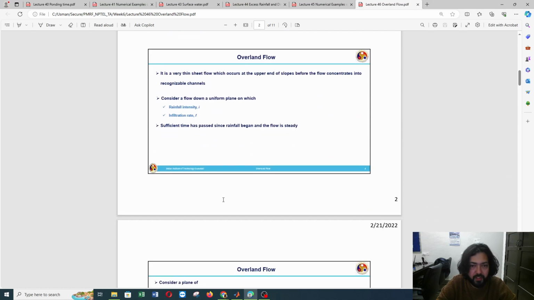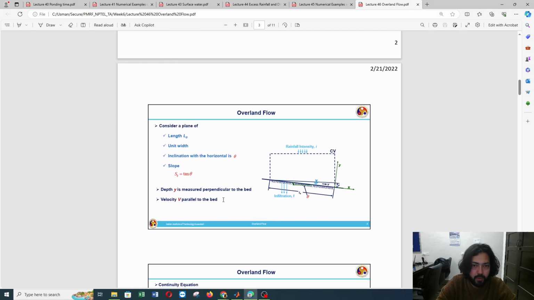Now there are two derivations that we need to take into consideration here. The first derivation is for overland flow and the next is for channel flow. So let us do that one by one. First we'll do the derivation for overland flow. If you look at the figure here, let us name all the components that are taken here.